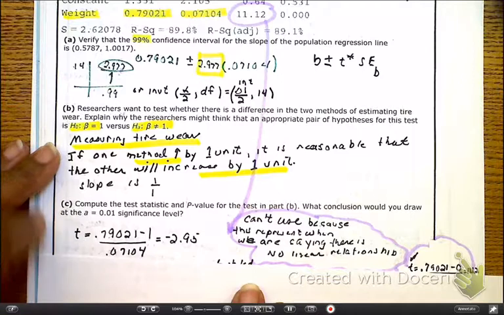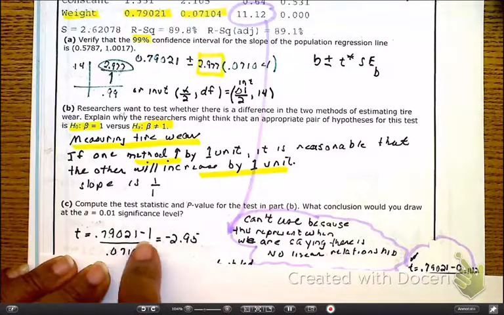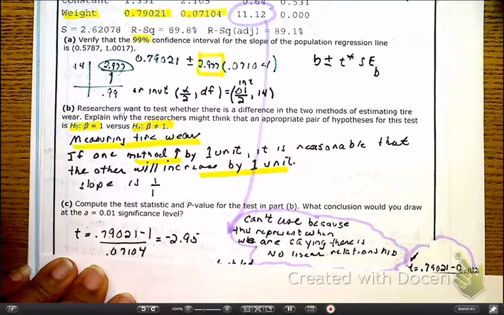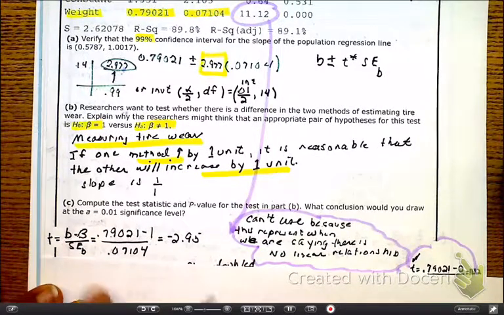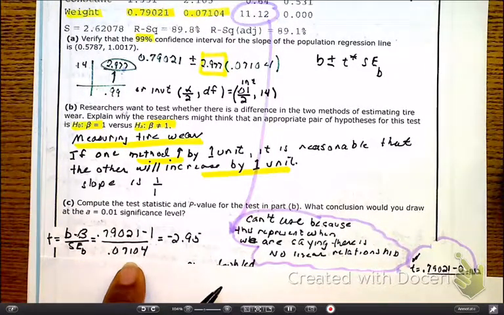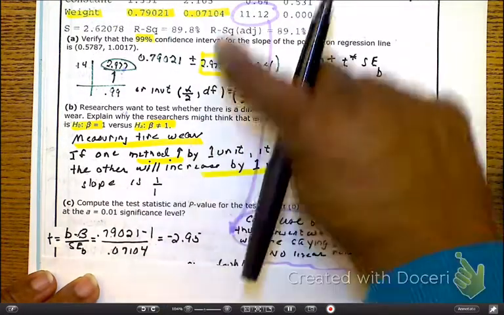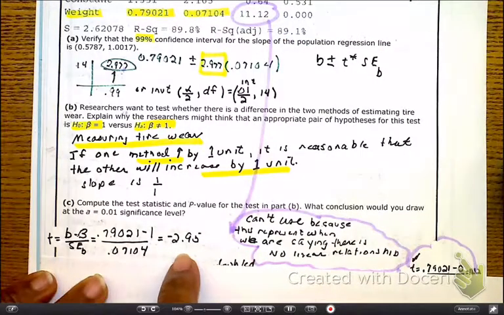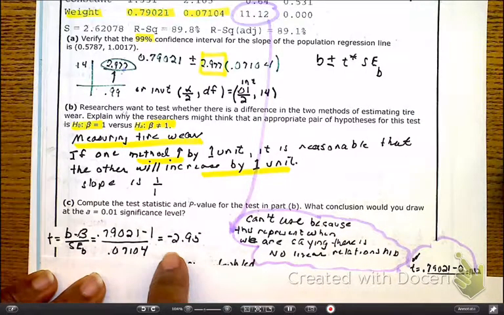So let's remind ourselves of the formula. The formula is the baby b minus the Greek beta divided by the standard error of the slope. So here's the naked formula, and here's the formula with the plugins. At least they gave us the slope, and they gave us the standard error of the slope. But we have to do the math by hand. 84s, you might be able to do it in the calculator. I don't know. Hopefully you can.